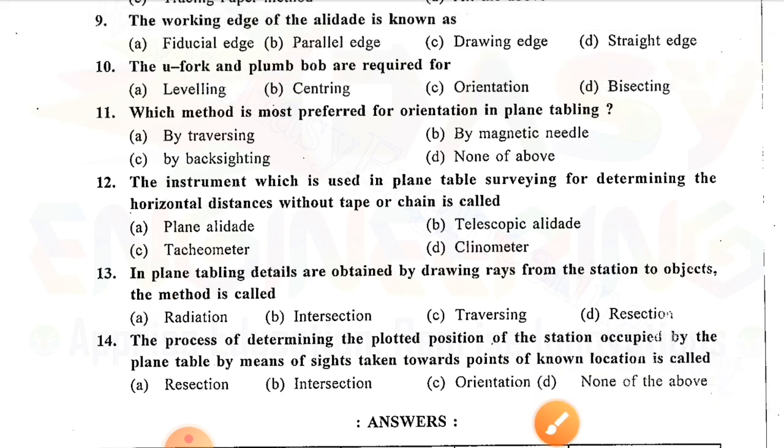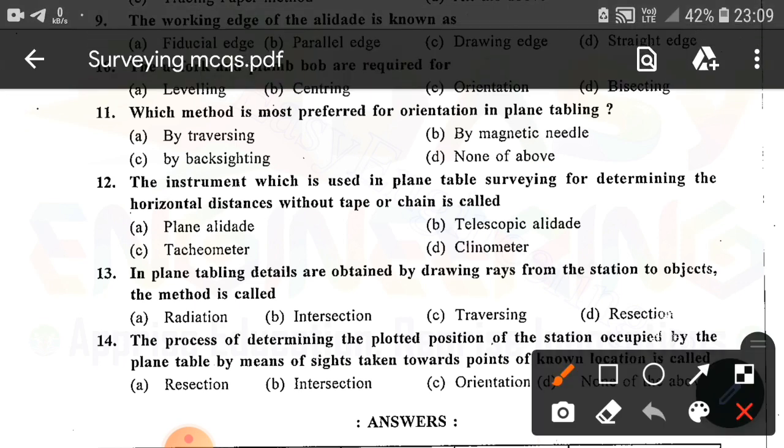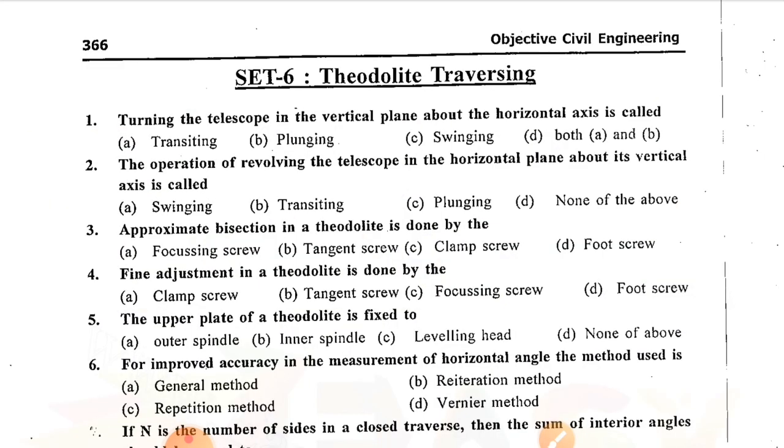Question number 14, the process of determining the plotted position of the station occupied by the plane table by means of sights taken towards points of known location is called. Option A is correct, resection. Set number 6, theodolite traversing.